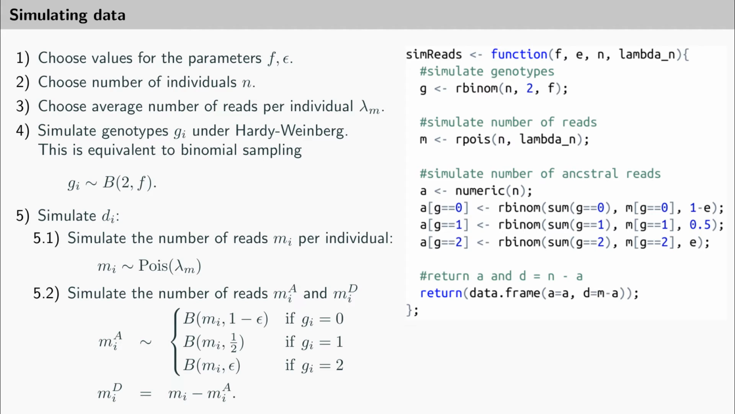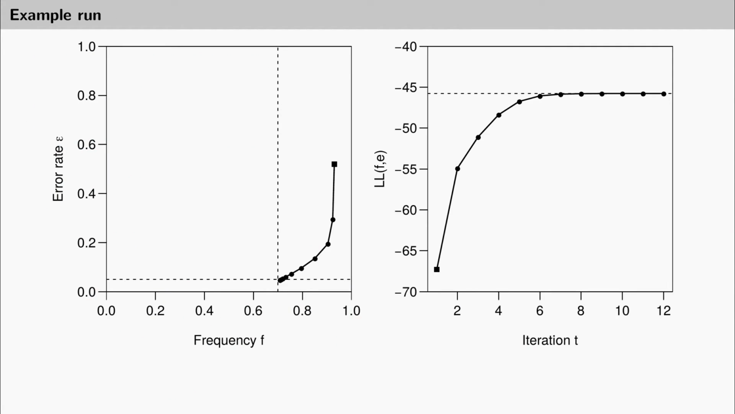Let us now make use of this code to test our EM algorithm. For this, I now simulated data with a true allele frequency of 70% and a sequencing error rate of 5%. What you can see here on the left is a trace of an EM algorithm in the two-dimensional parameter space of f and epsilon. The black square indicates the first guess of the parameters, so that is the place at which the EM algorithm started.